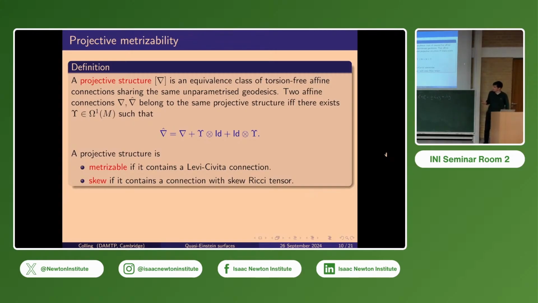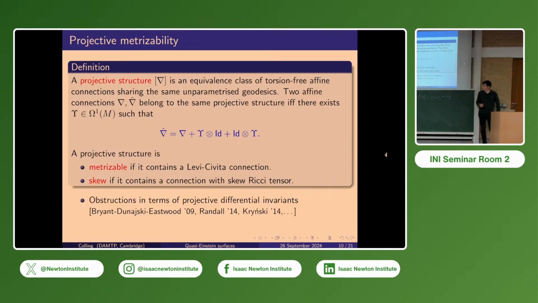And so these conditions have been considered before, and people have found obstructions in terms of projective differential invariants. For example, Bryant, Dunajski, and Eastwood found necessary and sufficient conditions for a 2-dimensional projective structure to be metrizable. And there's also been some work deriving necessary conditions for a projective structure to be skew. And the problem I'll be interested in is to classify projective structures that are both metrizable and skew.